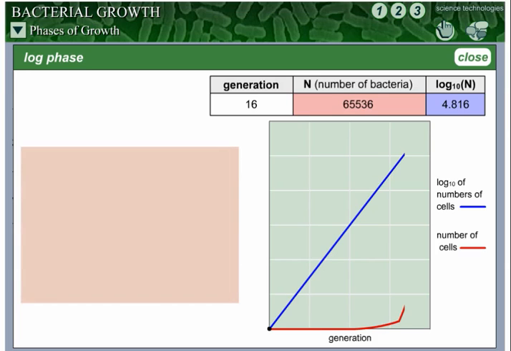It is convenient to represent the growth of the bacteria on a logarithmic graph, because the number of bacteria increases very rapidly with each subsequent generation. When the log of the number of cells is plotted versus the generation, the graph is linear.